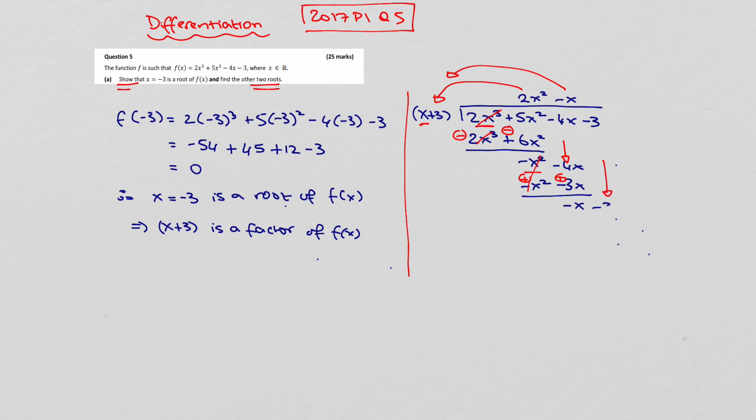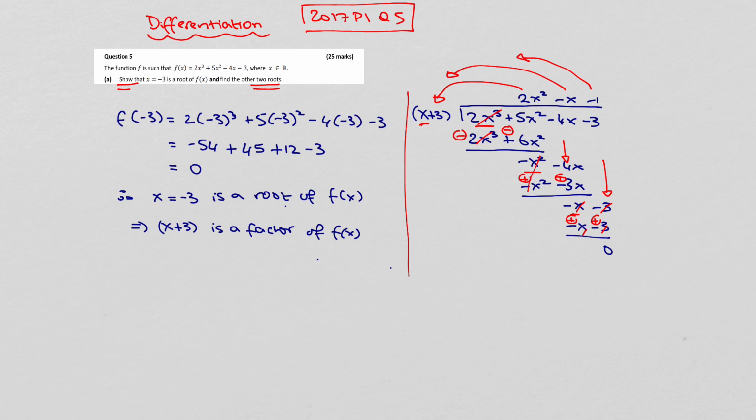And we know we're nearly at the end here because there's nothing left to bring down. Then we take the x and divide it into our minus x, which gives us minus 1. And last step, multiply our minus 1 back out by x plus 3. That gives us minus x minus 3. And again, change your signs, and that leaves us with 0. So the fact that we have 0 here tells us there's no remainder, which shows us again that x plus 3 is a factor, and hence x equals minus 3 is a root.